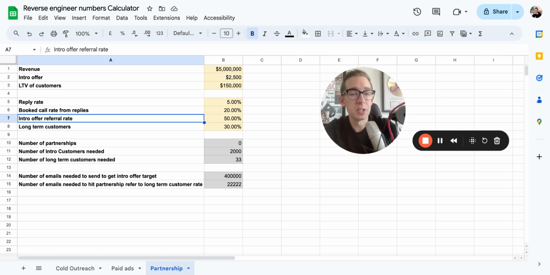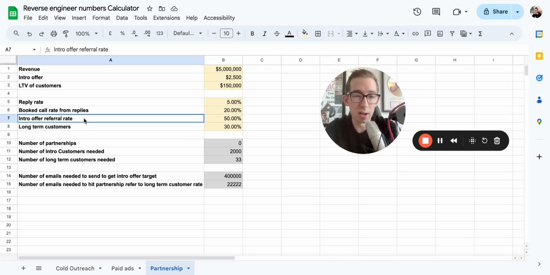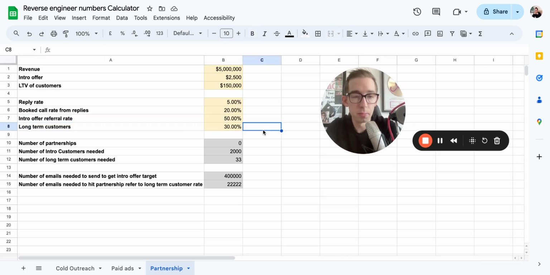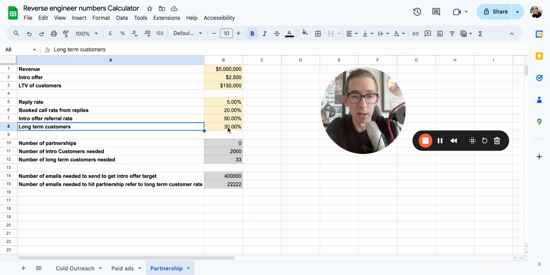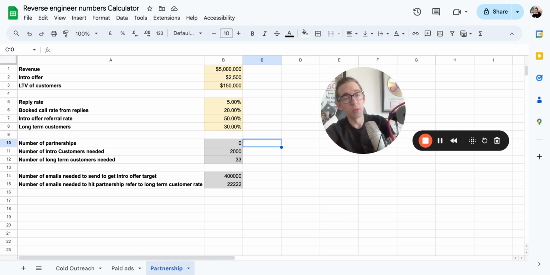Now, that gives you an average of 50% technical close rate, right, where 50% actually take the intro offer, because let's say you've got one person who refers two people, and one person who refers no people. That'll give you an average of 1. So just work it out for your referral rate, right? And then a little bit higher amount will go into the long-term customers. Why? Because they've come from a warm referral rather than from a cold email. So you've built up that referral rate.